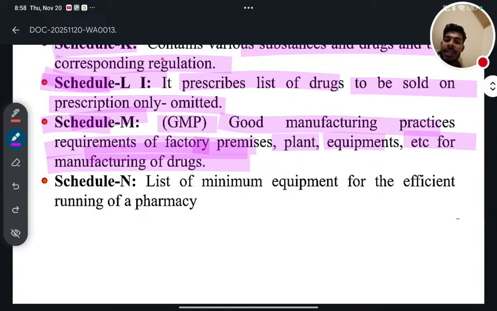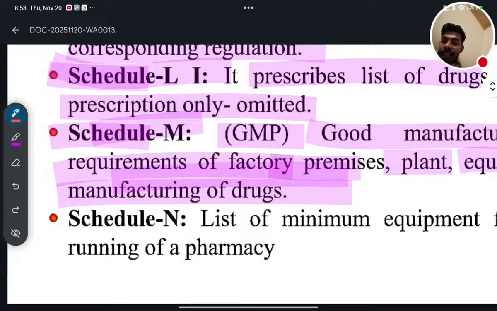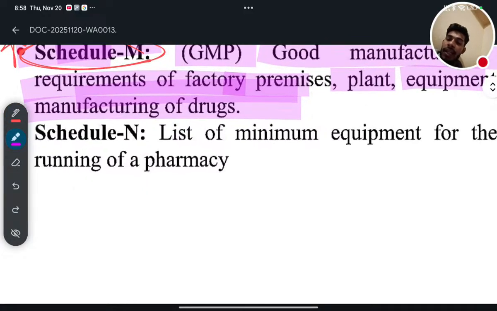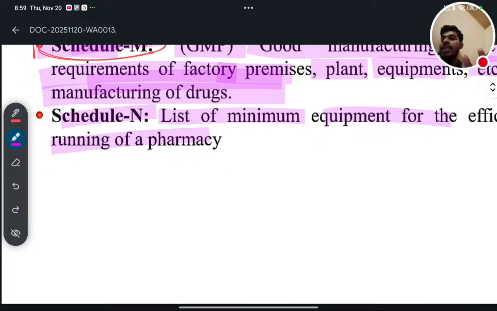You will remember it very easily, and you have to remember that Schedule M is very important. Schedule M is also very important, and Schedule X is also very important. We will go to that later. So Schedule N is the list of minimum equipment for the running of a pharmacy.